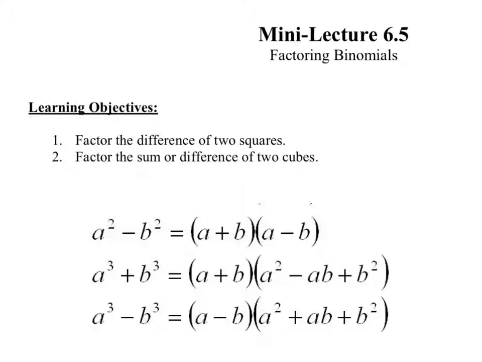The sum of two cubes is in the form of a to the third plus b to the third, and this can be factored into one factor as a plus b, and the other factor is a squared minus ab plus b squared. And the difference of two cubes is in the form of a to the third minus b to the third, and the factors are a minus b as the first factor, and the second factor is a squared plus ab plus b squared. So in this lecture, we're going to be identifying polynomials that follow either the difference of two squares or the sum or difference of two cubes.